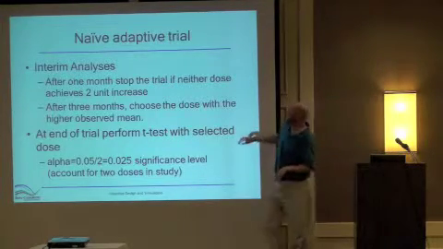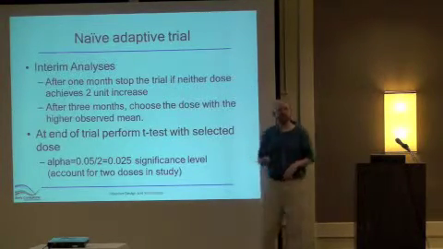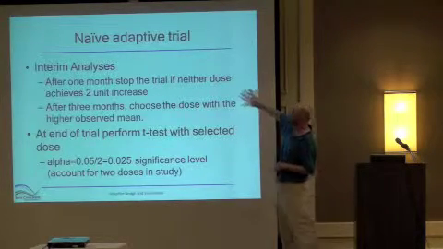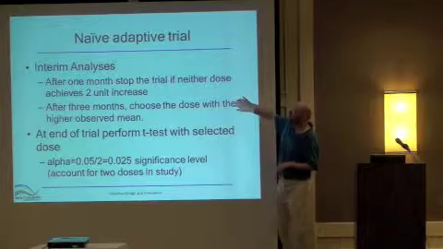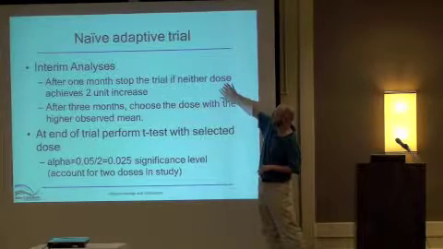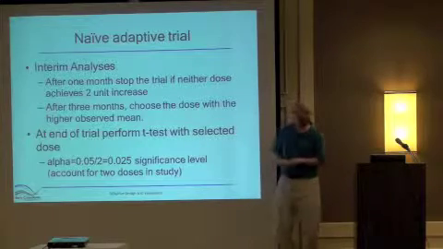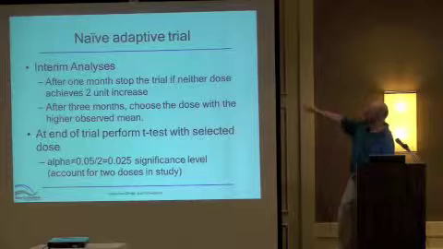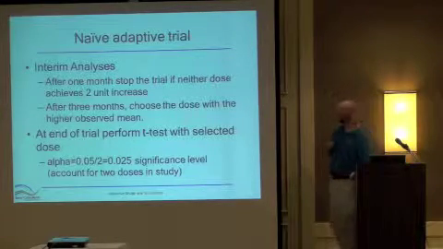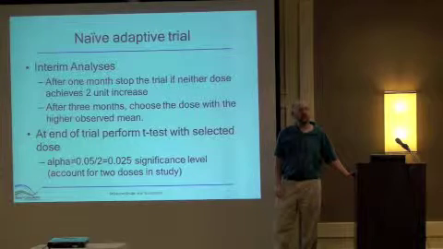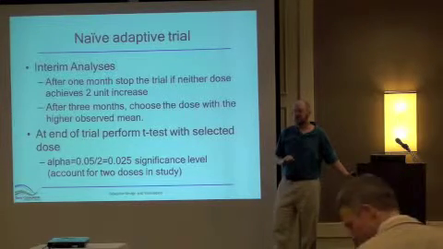So I'm going to call it a naive adaptive trial. I'm not trying to pull out every bell and whistle, but I'm going to put in some interim analyses. After 1 month, I'm going to stop the trial if neither dose achieves a 2-unit increase. And after 3 months, I'm going to choose the dose with the higher observed mean. And then I'm going to continue enrolling the other one.